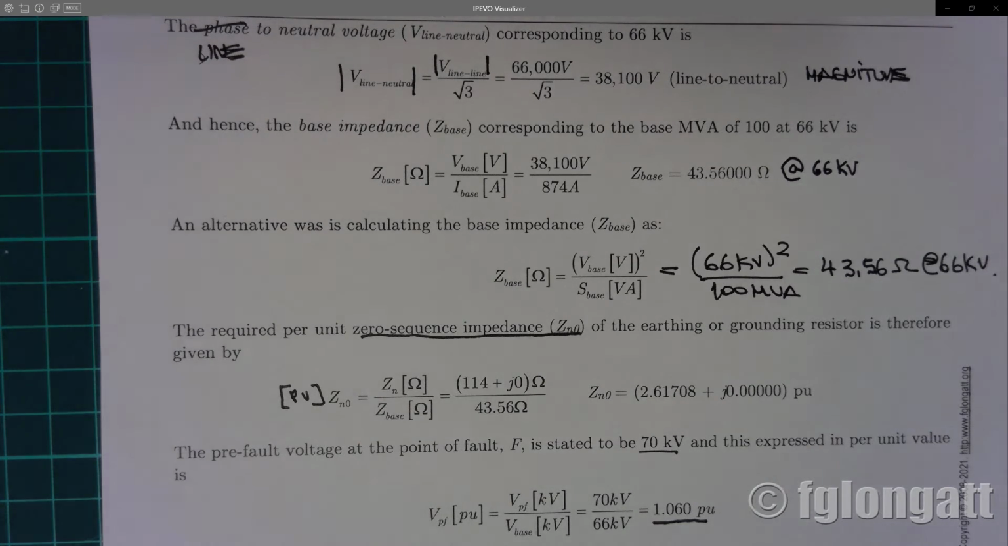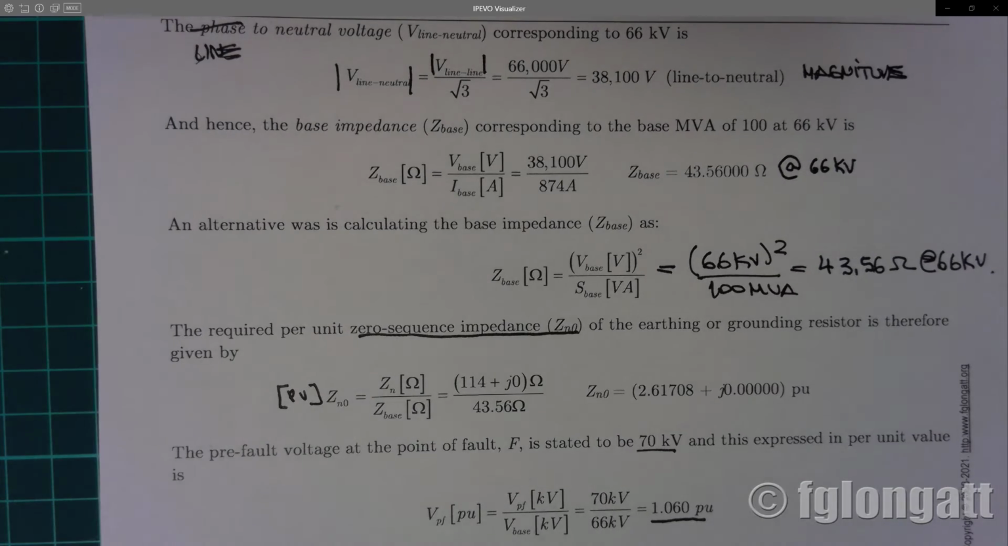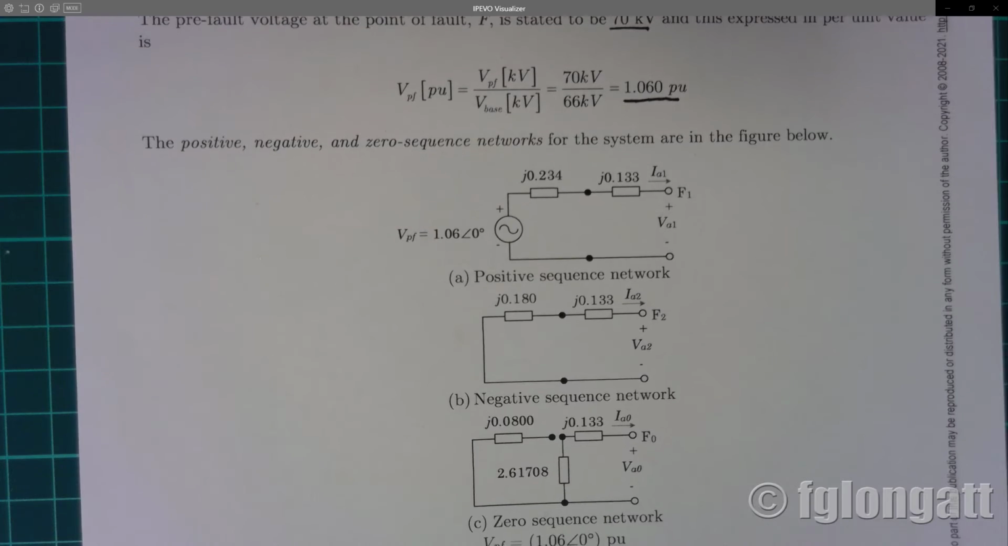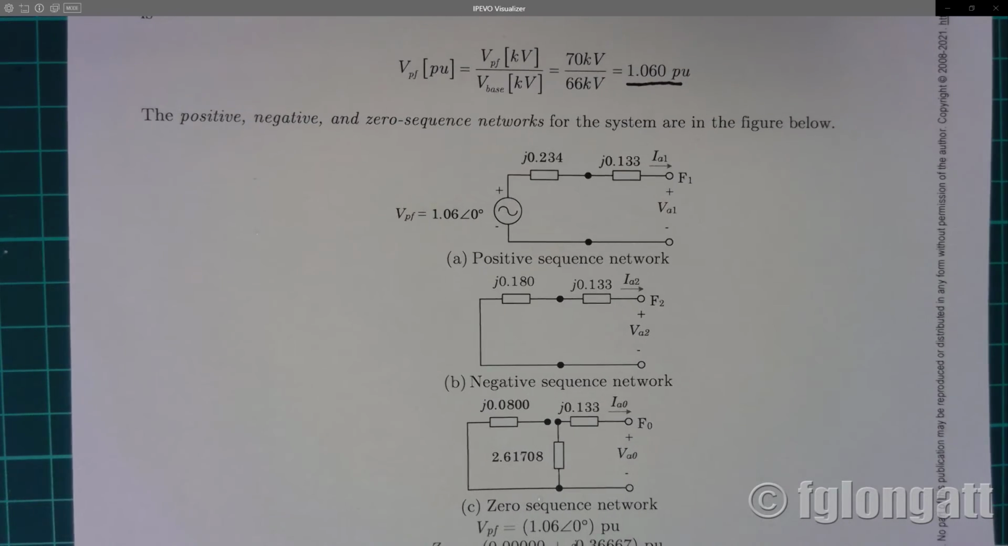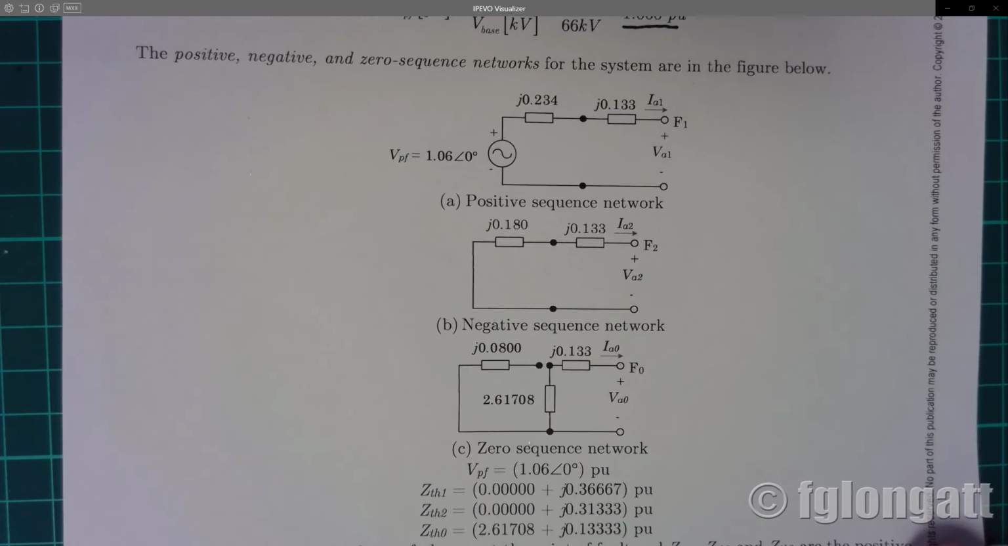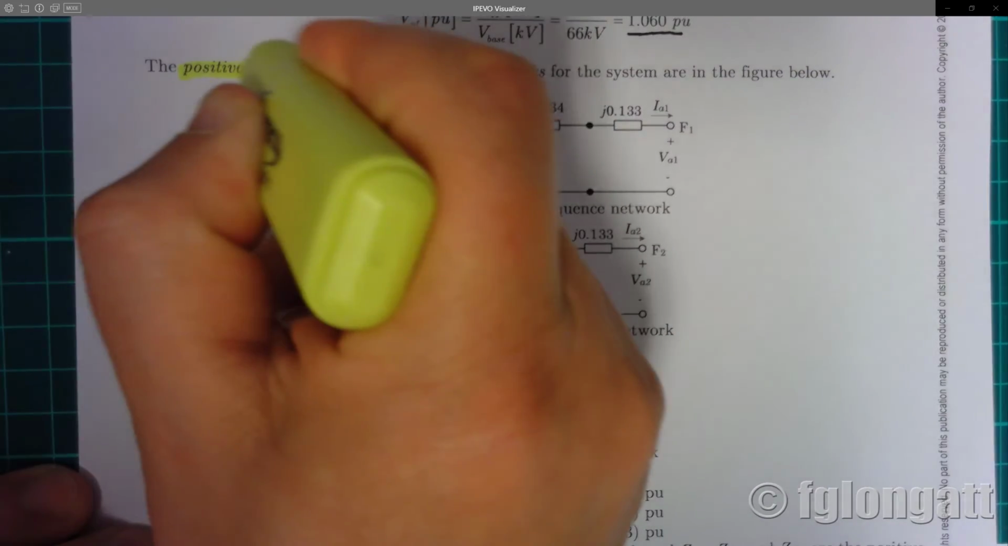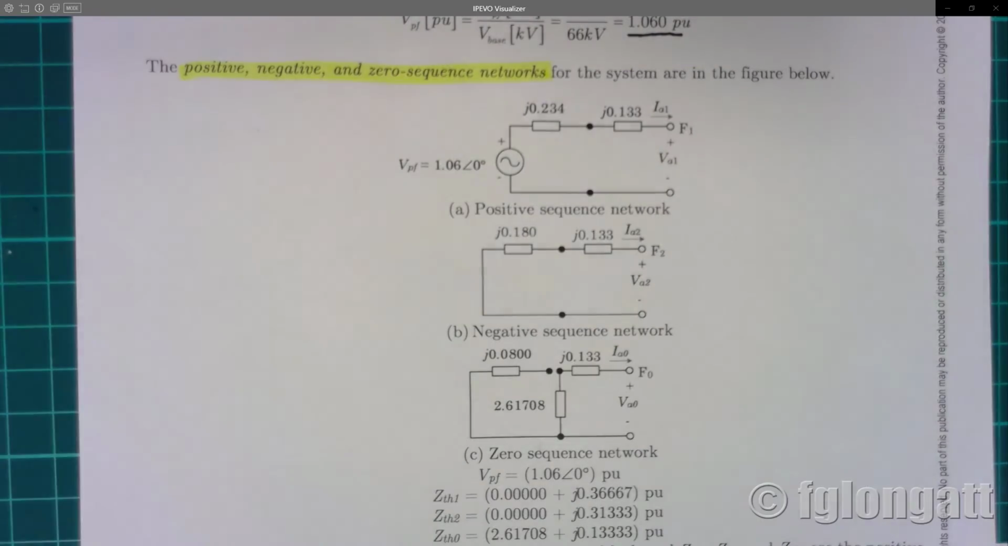Well, now we are ready, because that is a very important step. The very important next step is to create the proper positive, negative, and zero sequence networks, okay? We need to be sure that we know the positive, negative, and zero sequence networks, okay?